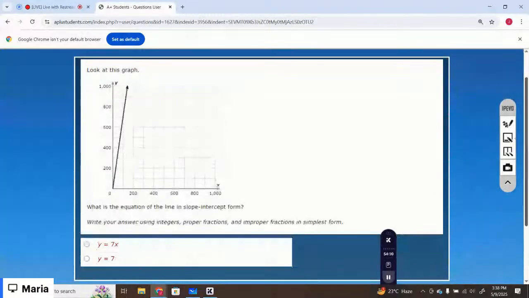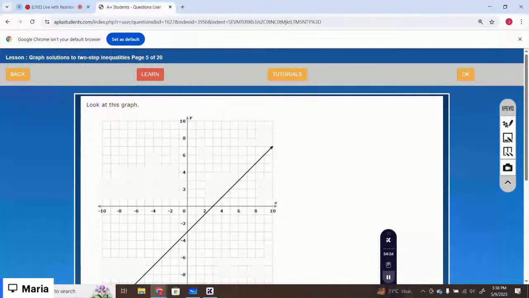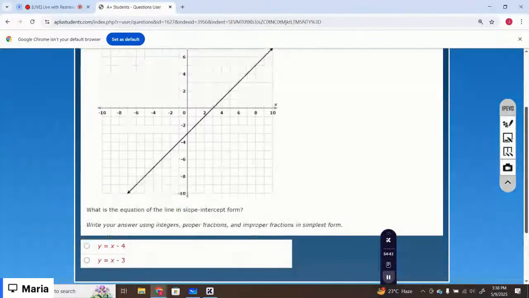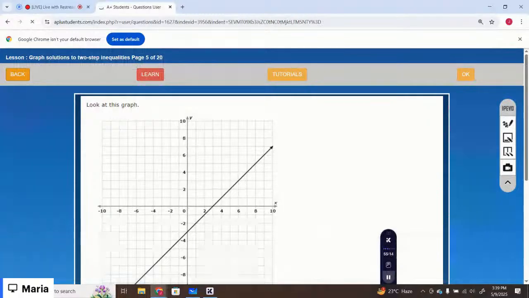Look at this graph. That is y equals 7x. Option number 1 is the correct option. That is y equals x minus 3. Option number 2 is the correct option. Okay, you can complete the lesson by yourself later today.